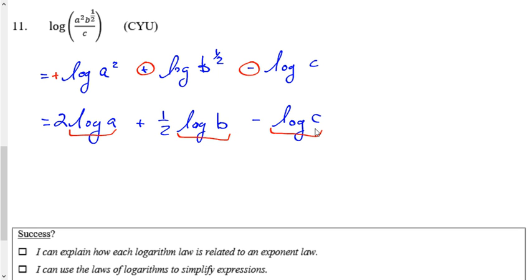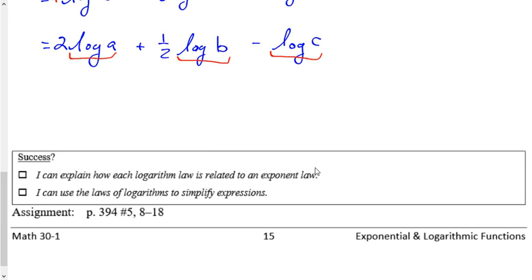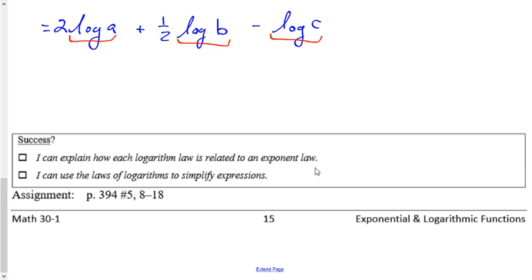All right, so hopefully at this point, you can explain how each logarithm law is related to an exponent law. So there are 3 laws. Hopefully you can make that explanation, and you can use them to simplify expressions. Not super challenging, it's useful.